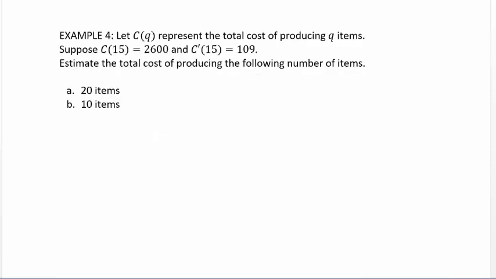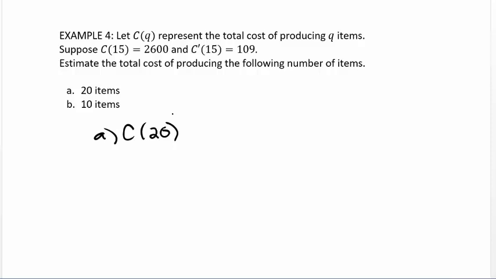Example 4. Let's see if Q represents the total cost of producing Q items. Suppose that C of 15 equals 2,600 and C prime of 15 equals 109. Estimate the total cost of producing the following number of items. A, 20 items, B, 10 items. So for part A, we are looking to approximate C of 20. We want to know the cost of producing 20 items.